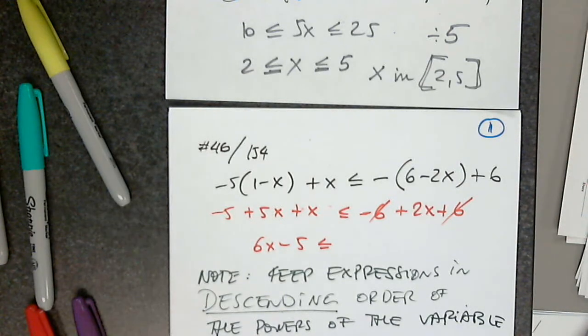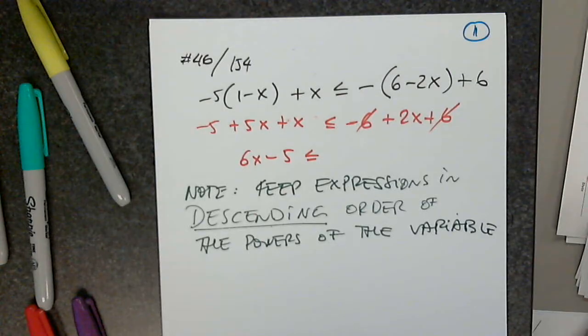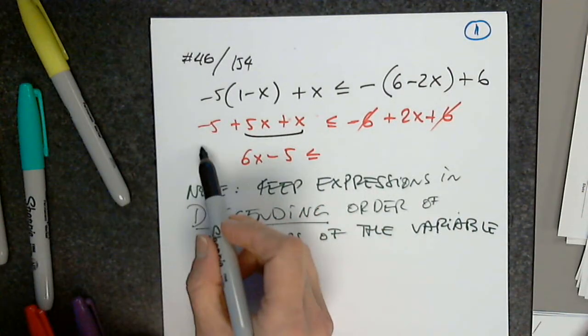It's not a mistake to write -5 plus 6x. It's fine. I recommend getting into the habit of moving terms and not having to write plus, plus, minus, minus, plus, plus, minus, minus. I recommend this as well. Okay, so then the left-hand side is 6x minus 5.